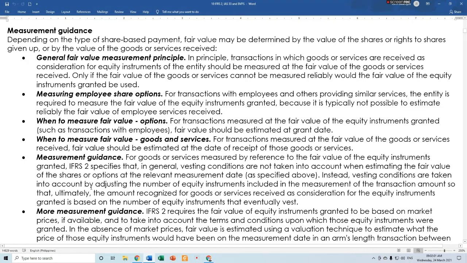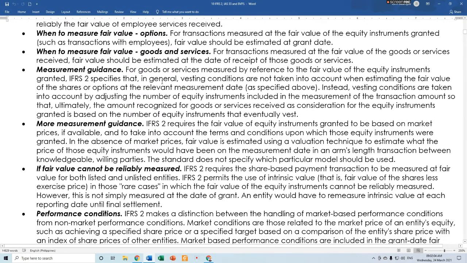So, we go to the measurement guidance. For goods or services measured by reference to the fair value of the equity instruments granted, IFRS 2 specifies that in general, vesting conditions are not taken into account when estimating the fair value of the shares or options at the relevant measurement date. Instead, vesting conditions are taken into account by adjusting the number of equity instruments included in the measurement of the transaction amount so that ultimately the amount recognized for goods or services received as consideration for the equity instrument granted is based on the number of equity instruments that eventually vest.